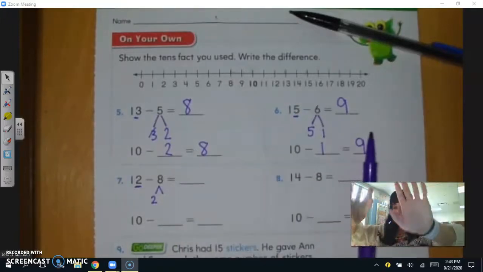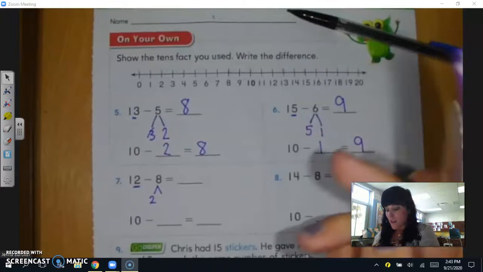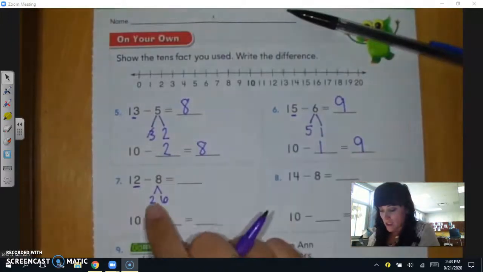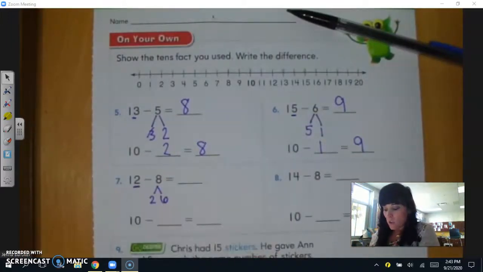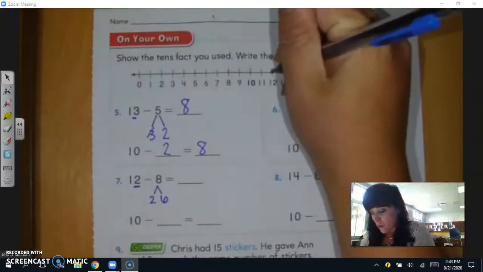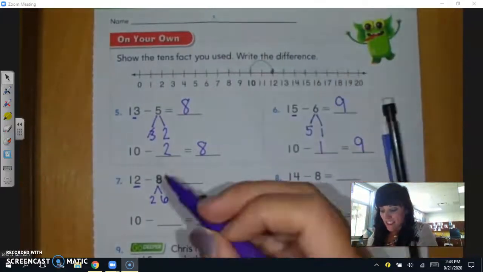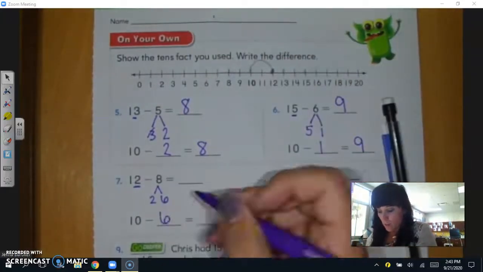So we have 8 fingers, right? Now you can see them all. I'm going to break that 8 up into 2 and something else. 1, 2. I have 6 left. So that 8 breaks up into 2 and 6. I know that 12 minus 2 is going to get me to my next 10. So I'm going to put my dot on 12, go back 2, which will get me to 10. Then I have 6 more that I need to take away.